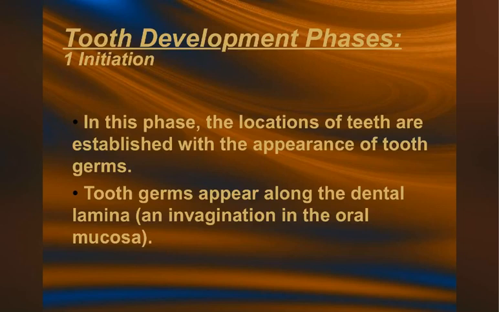First, we start with the phases of tooth development. The first phase is the initiation phase. In this phase, the locations of teeth are established with the appearance of tooth germs. Tooth germs appear along the dental lamina, which is an invagination in the oral mucosa.